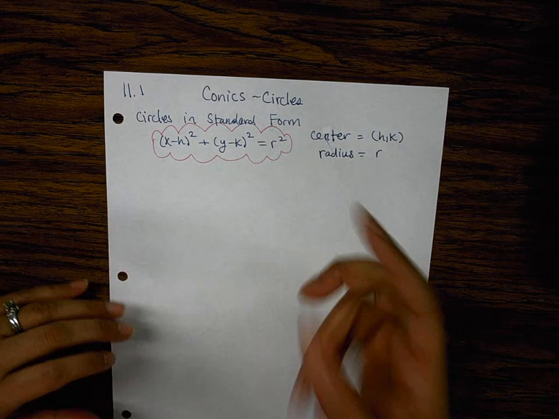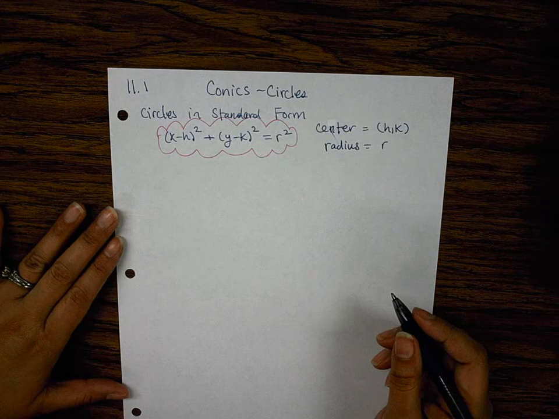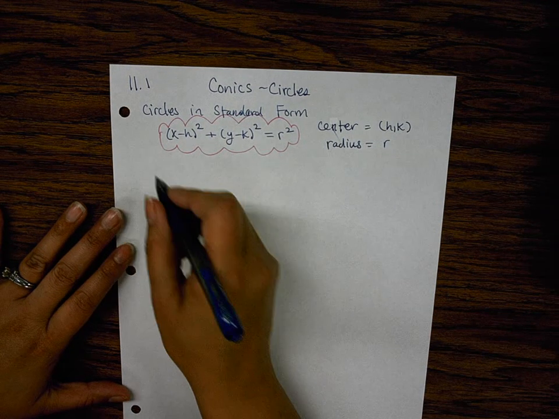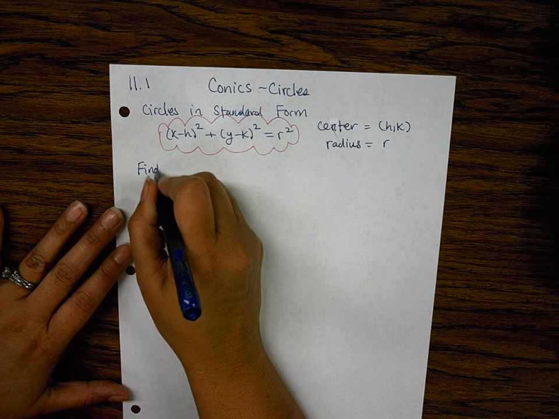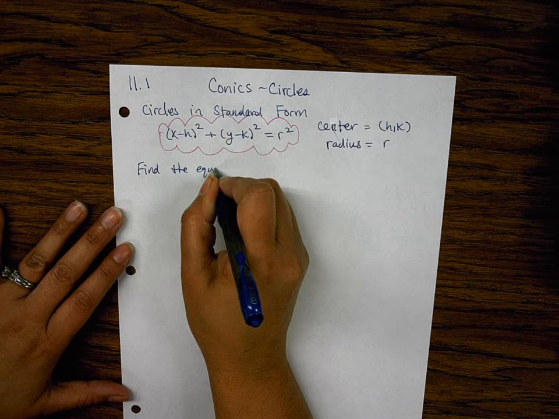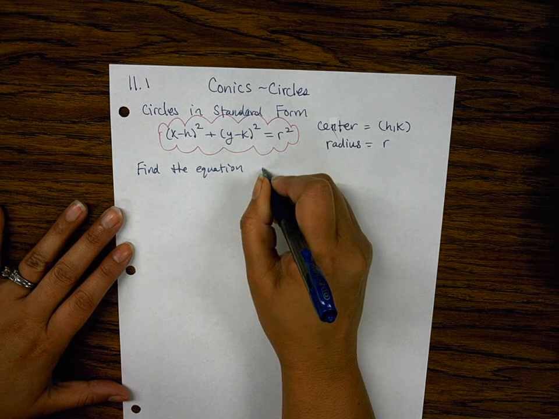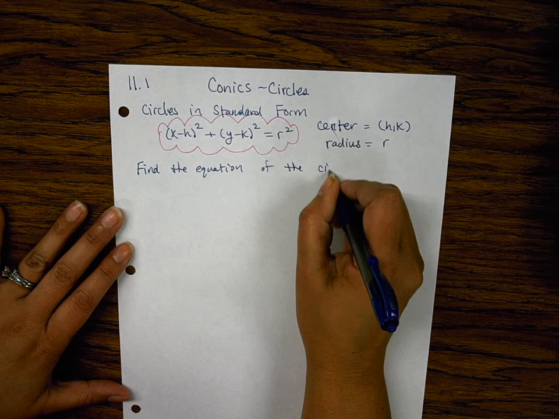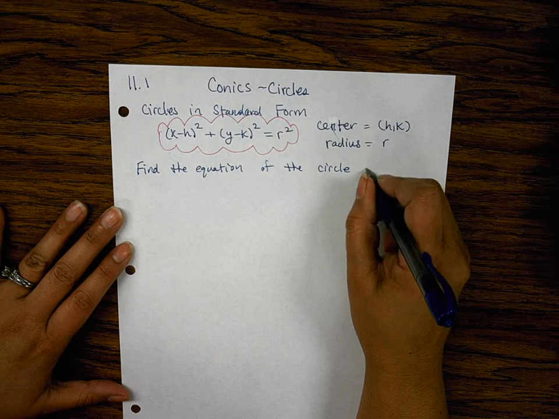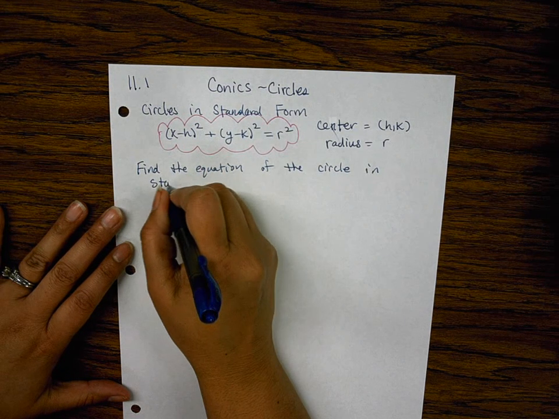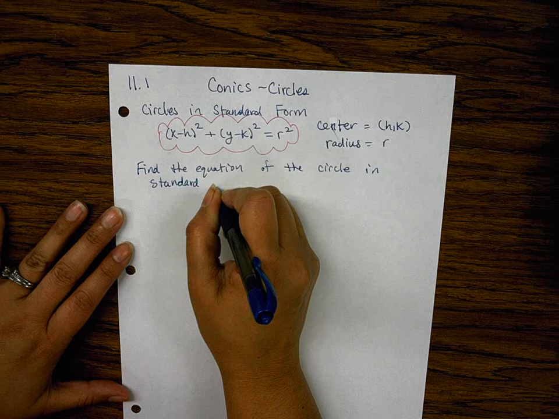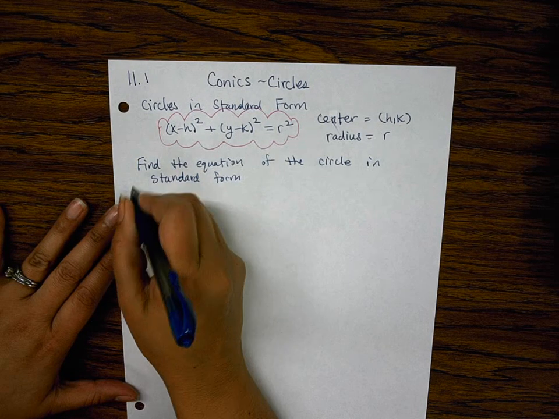Make note that that is r squared, so if that was 25, then the radius would be 5. If that was 7, the radius would be root 7. Okay, find the equation of the circle in standard form.